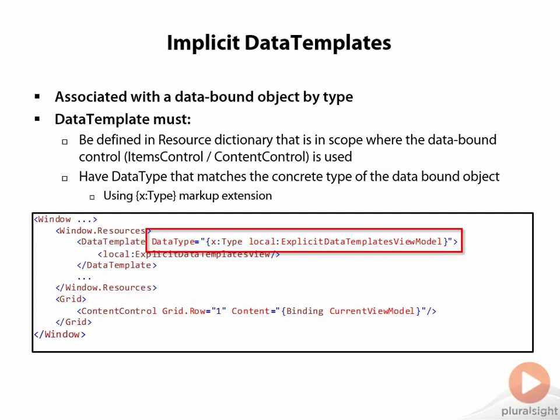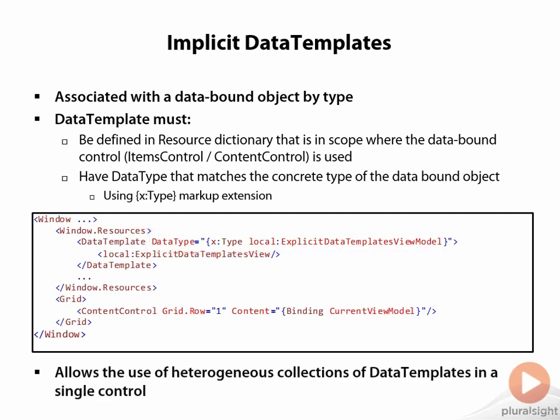Note the use of the x:Type markup extension. Make sure you use that. It's very tempting to just put the type name itself in quotes there, and then the data template won't work as expected. And basically, implicit data templates give you a lot of flexibility now because the object that shows up through a binding, such as this current view model, can dynamically change over time between different types. And then the data template can select the appropriate visual representation based on that type.